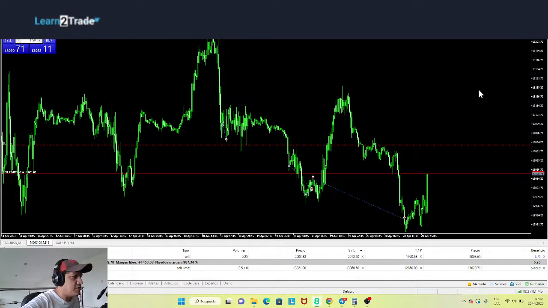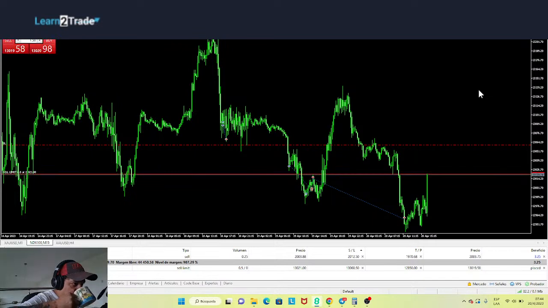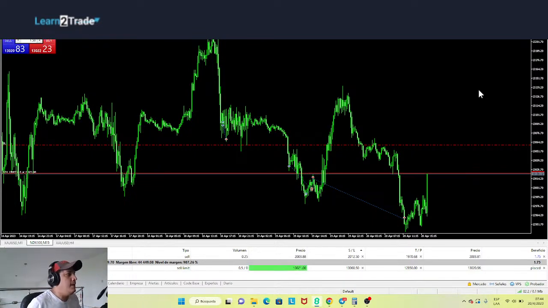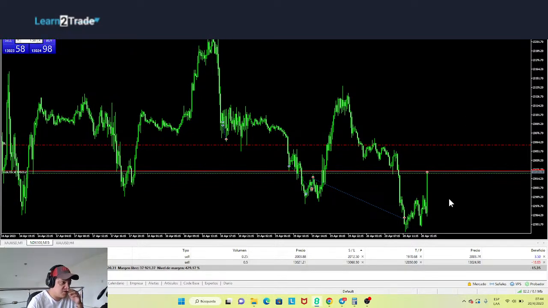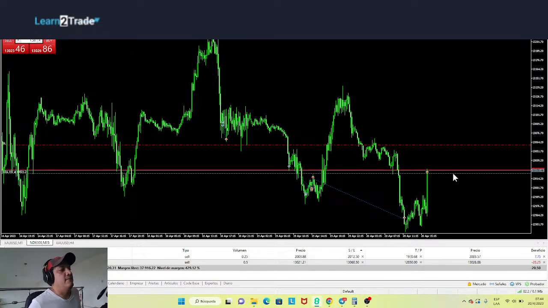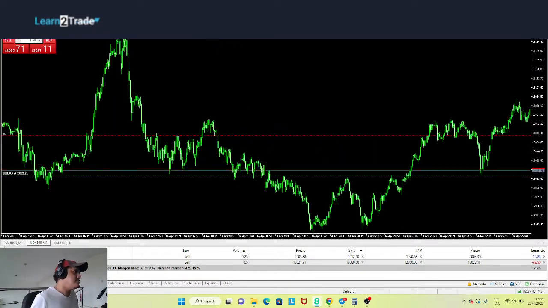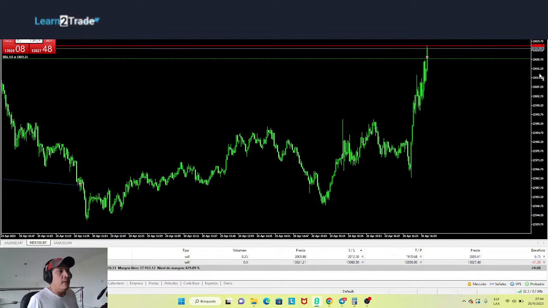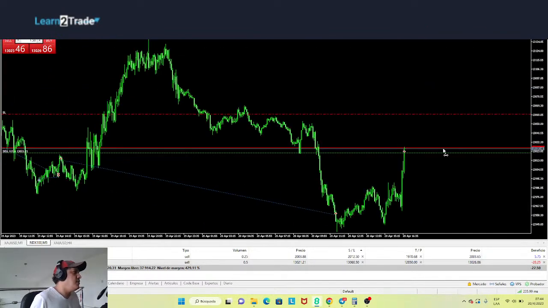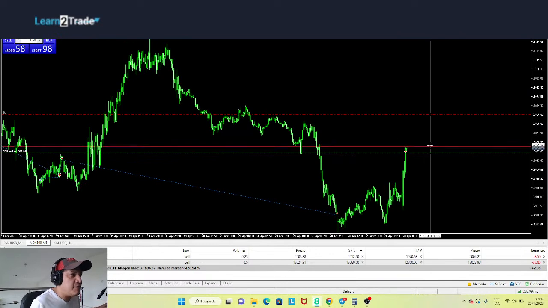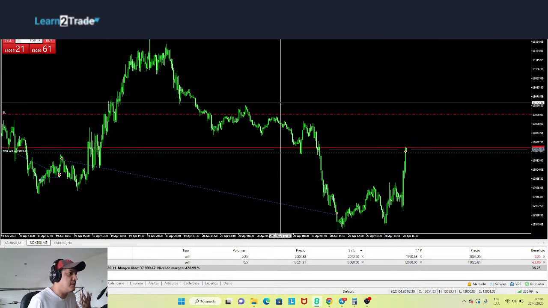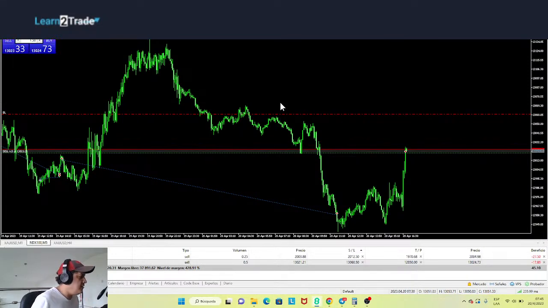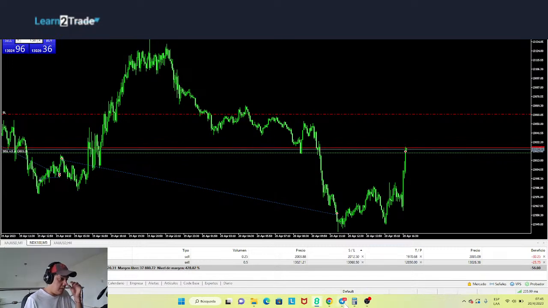Boom. Trigger short. Trigger short on the Nasdaq, guys. Let's monitor this trade. Possibly, if I see a very, very strong bullish momentum, I'm going to move my stop losses up here because of my risk to reward ratio. I have enough room to do so. But this is fine.